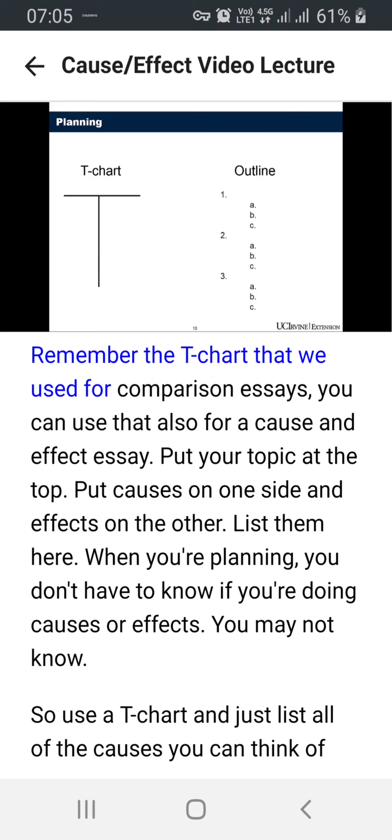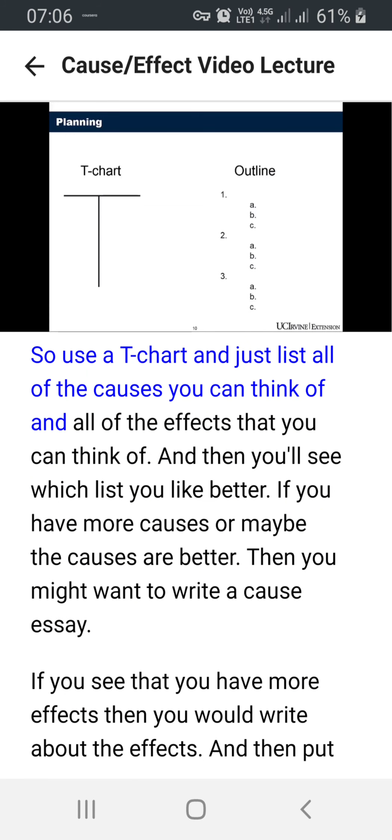Remember the T-chart that we used for comparison essays. You can use that also for a cause and effect essay. Put your topic at the top, put causes on one side and effects on the other, list them here. When you're planning, you don't have to know if you're doing causes or effects. You may not know. So use a T-chart and just list all of the causes you can think of and all of the effects that you can think of, and then you'll see which list you like better.